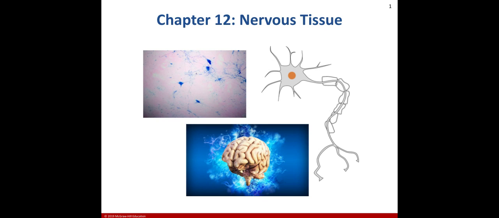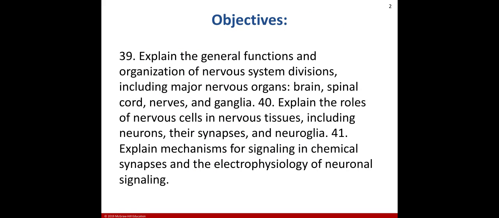So, let's get started. Here are our objectives. This is going to also bleed into some of the other chapters we talk about, but essentially we want to know how we organize the nervous system. The major organs, of course, we'll get more into those in the upcoming chapters as well. What the nervous cells in nervous tissue do, and of course, how that signal is carried through the nerves.